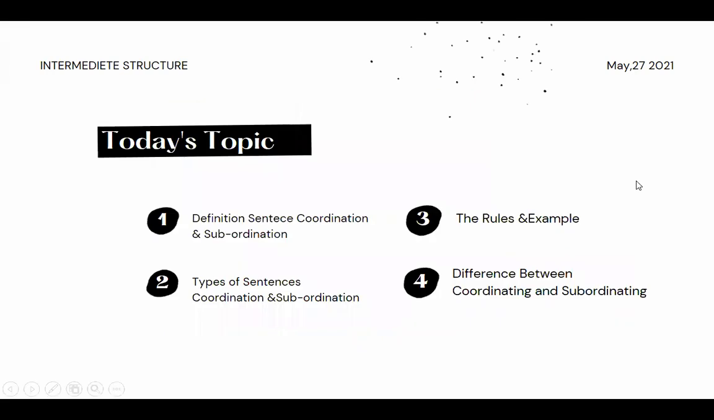So today we will present this topic. First, the definition of sentence coordination and subordination. Second, types of sentence coordination and subordination. Third, the rules and examples. Four, the difference between coordinating and subordinating.